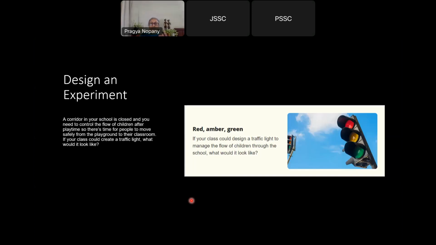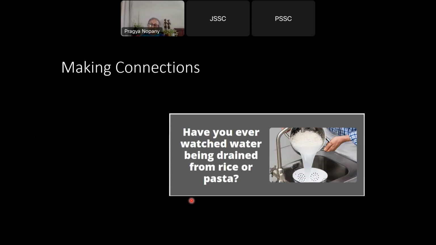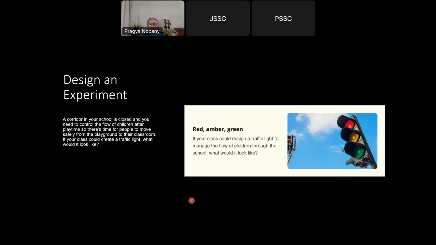Right? The next competency is that when they make connections, there may be a need to explore further. So when you need to explore further, you need to design experiments, and that is a very big competency. How do you design further exploration? How do you design further experimentation? So now supposing you give them a challenge: if your class could design a traffic light to manage the flow of children through the school, what would it look like?